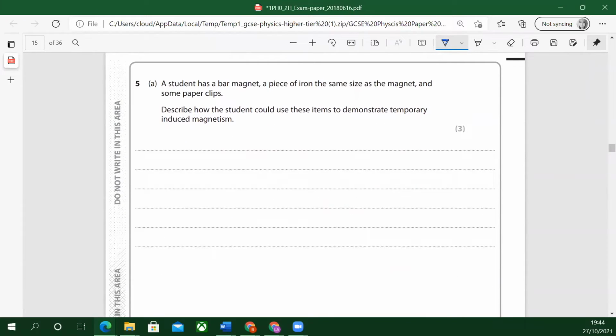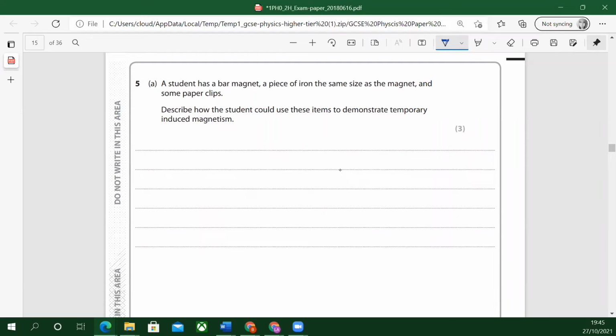Okay, a student has a bar magnet, a piece of iron the same size as the magnet, and some paper clips. Describe how the student could use these items to demonstrate temporary induced magnetism. Okay, so we've got a magnet, a piece of iron, temporary. So iron is not a permanent magnet. Okay, so how do you make it?